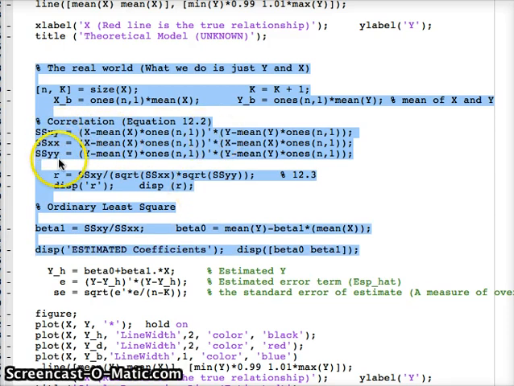These several equations are from the textbook. These three equations will be used to calculate the correlation. And this is the formula or the equation to calculate beta 1 and beta 0.